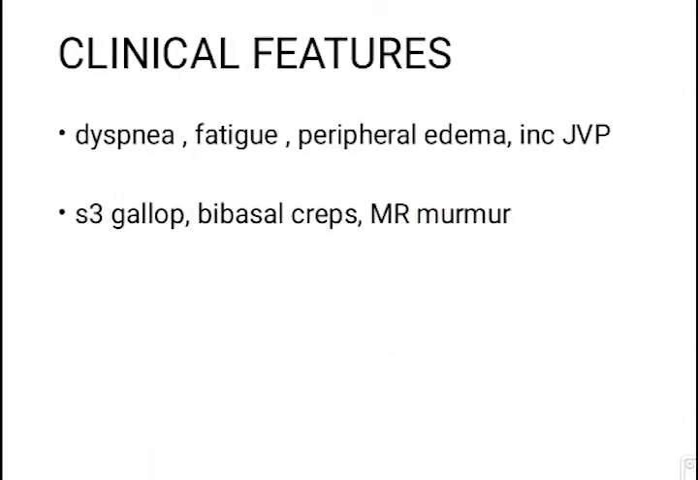How does a patient with dilated cardiomyopathy present? He will mainly have features of right and left heart failure. If the patient presents with mainly right heart involvement and right ventricular failure, he will have dyspnea, fatigue, peripheral edema, and increase in jugular venous pressure is essential to note. If he presents initially with left heart failure, there will be an S3 gallop, bibasal crepitations, pulmonary edema. There will be a functional mitral regurgitation murmur, which occurs because of the dilated left ventricle along with the normal narrow aorta. This causes a functional type of MR to occur.